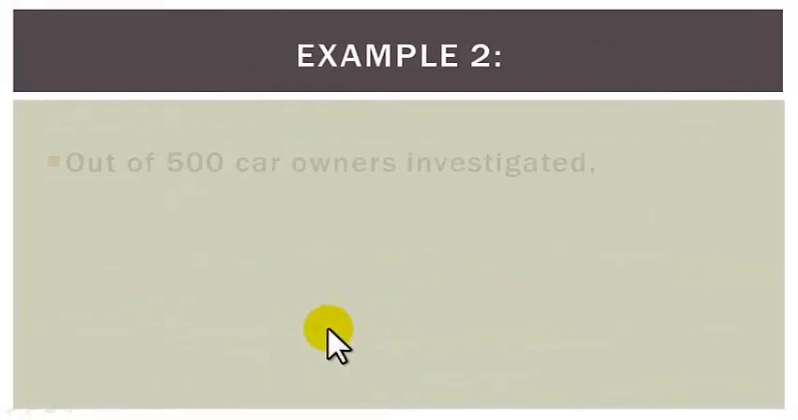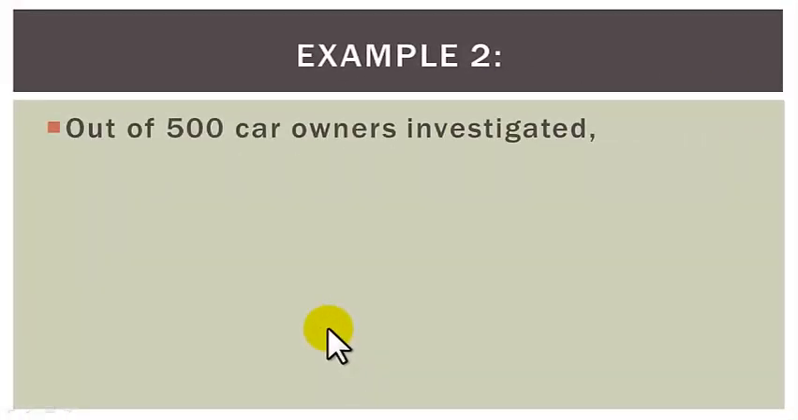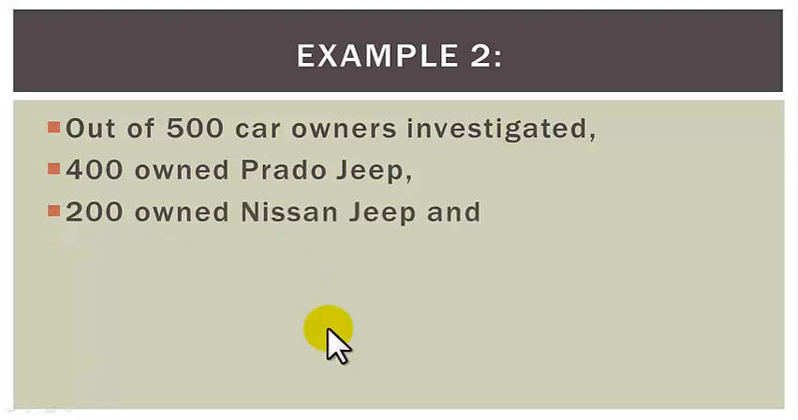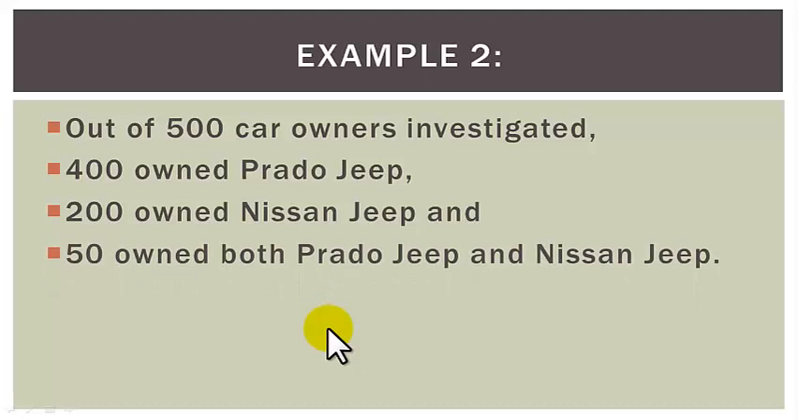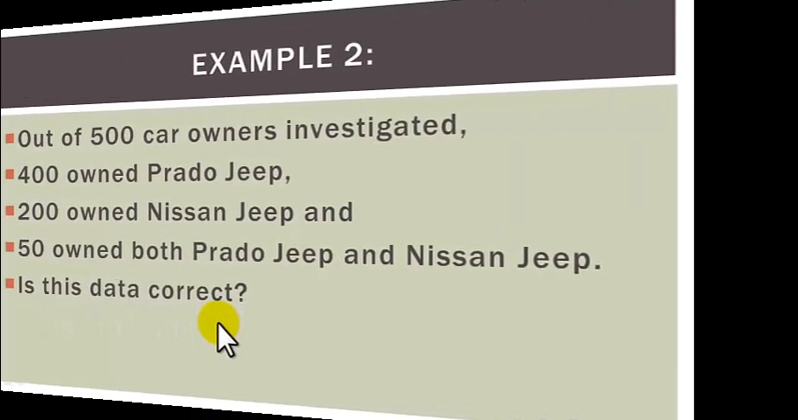Example 2. Out of 500 car owners investigated, 400 owned Prado Jeep, 200 owned Nissan Jeep, and 50 owned both Prado Jeep and Nissan Jeep. Is this data correct? Solution.